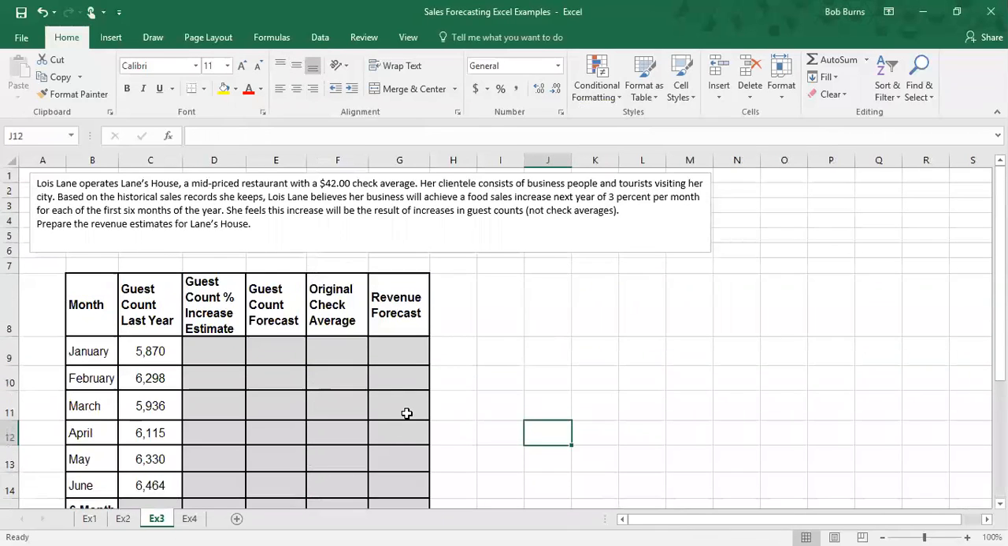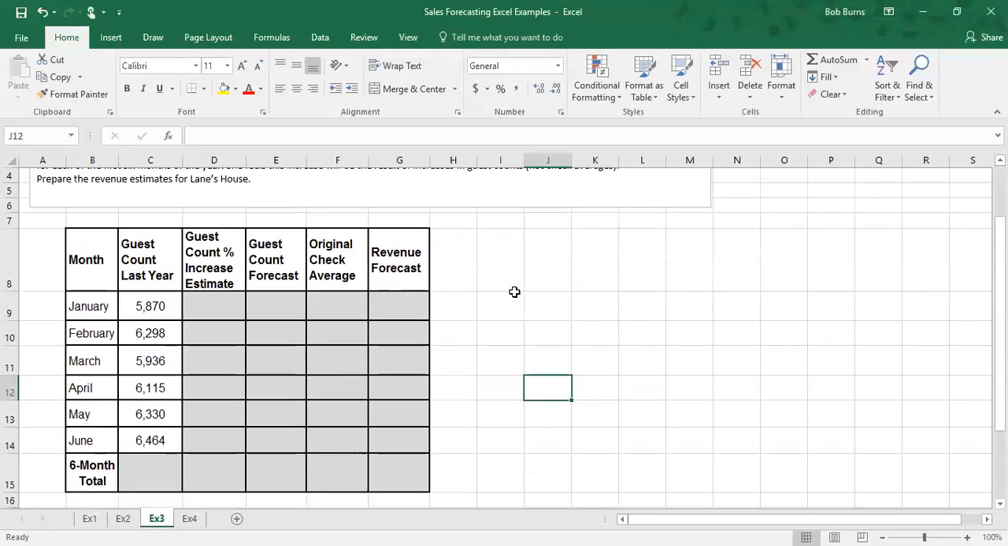Example 3: Lois Lane operates Lane's House, a mid-priced restaurant with a $42 check average. Her clientele consists of business people and tourists visiting her city. Based on the historical sales records she keeps, Lois Lane believes her business will achieve a food sales increase next year of 3% per month for each of the first 6 months of the year. She feels this increase will be the result of increases in guest counts, not check averages. Prepare the revenue estimates for Lane's House.